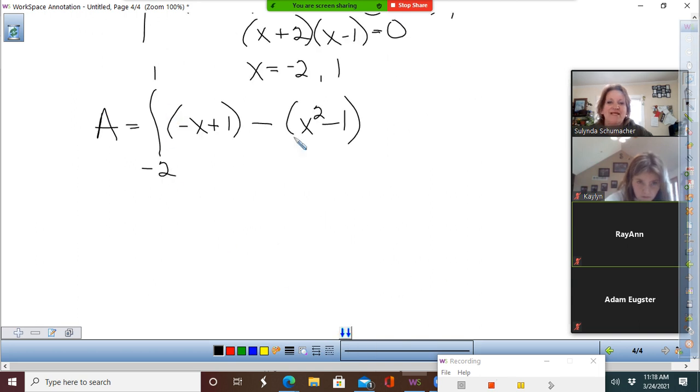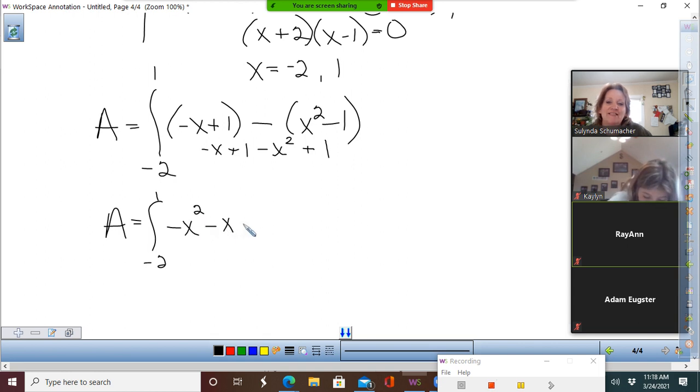All right, so let's simplify this up just a little bit. A equals the integral from minus 2 to 1. I have minus x plus 1, distributing, minus x squared plus 1. So I have in my integral minus x squared minus x plus 2.